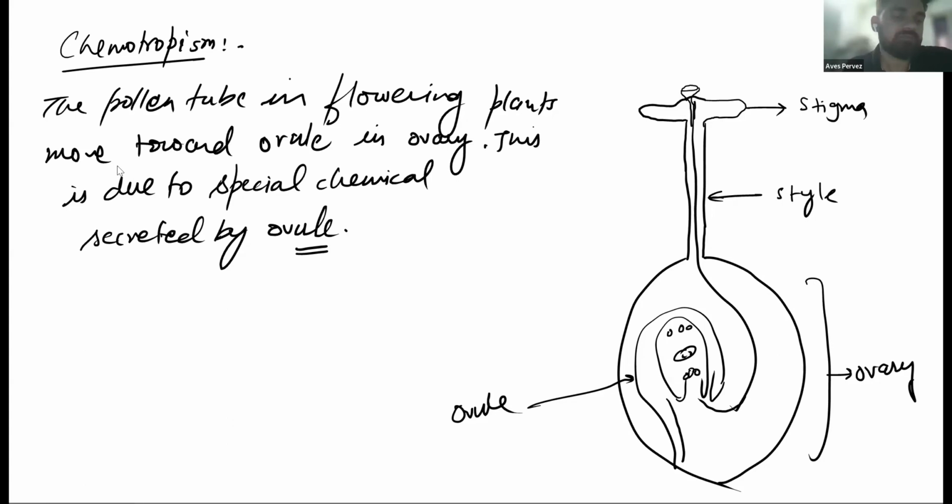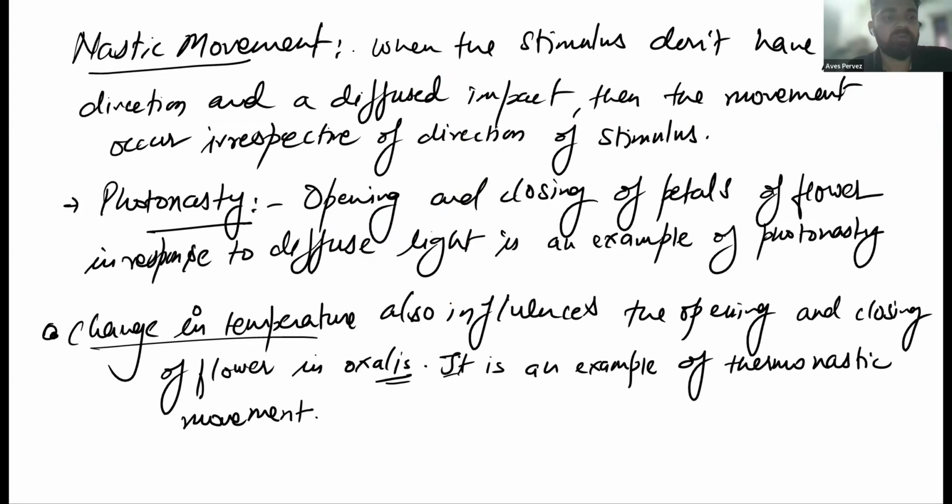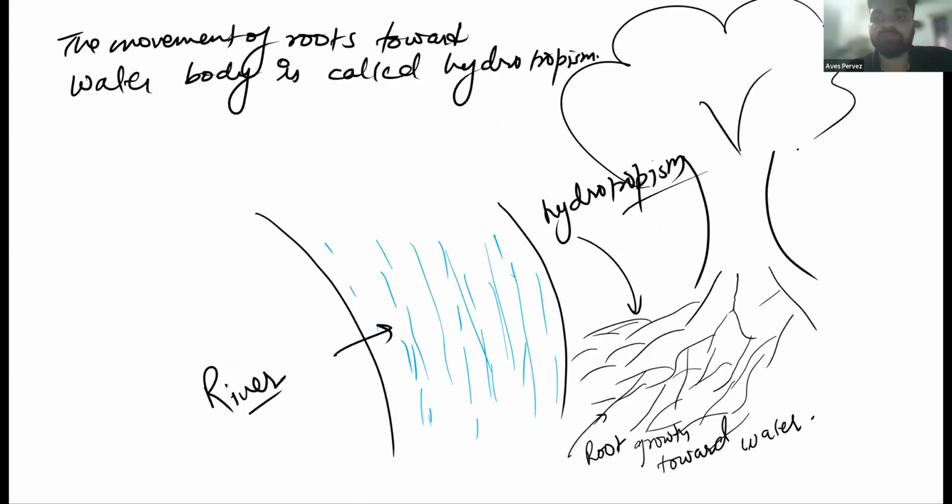Let's move further. The next type of tropic movement is hydrotropism. Let me show you. Hydrotropism is the movement of plant roots towards a nearby water body. That is called hydrotropism.